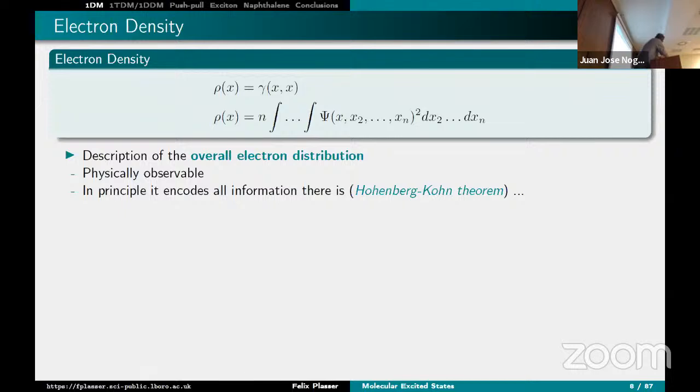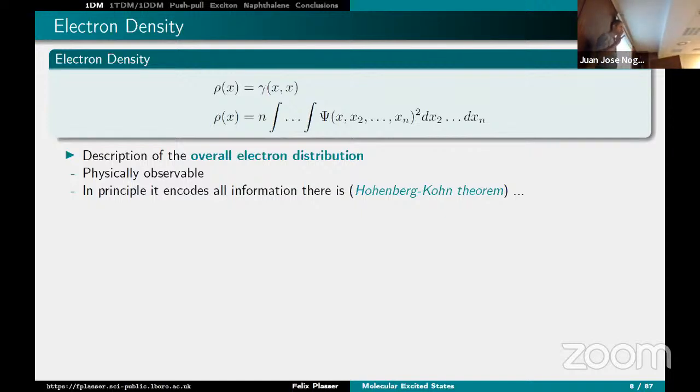And then the one thing that we all know is the electron density, and the electron density is just a density matrix if we use the same variable for the first and second coordinate. In other words, we just take the absolute square of the wave function and then integrate away all the electrons except the first one. So that's a description of the overall electron distribution. It's physically observable, and in some ways the electron density encodes all information there is, via the Hohenberg-Kohn theorem.